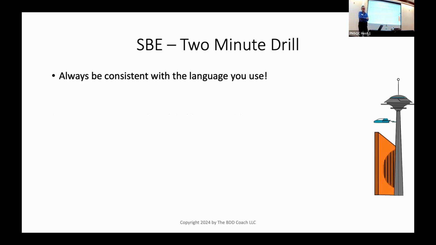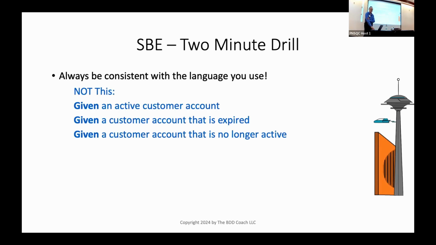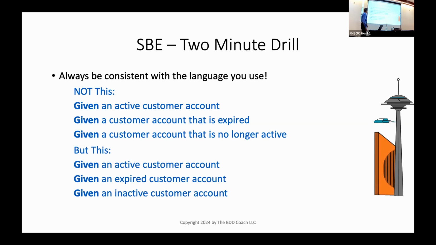We should always be consistent with the language that we use. We never do this, where the change in this is in 3 different places. If we write it this way, given an active, given an expired, given an inactive, it's very, very easy to see what's changing because it's in exactly the same place in every one of these statements. Writing the same thing different ways is probably the single easiest mistake to make. Certainly, it was a mistake I made. Choosing the right language and using it very consistently everywhere, that's the hardest part of this.